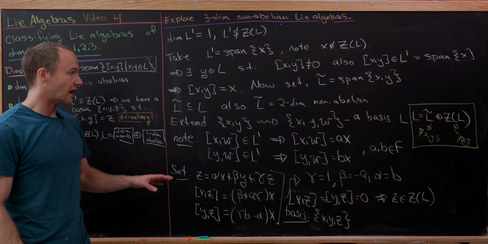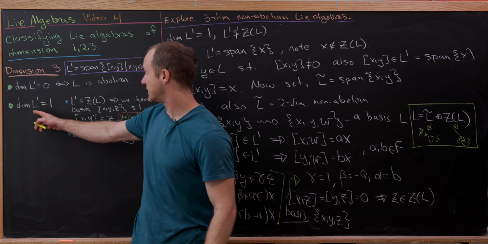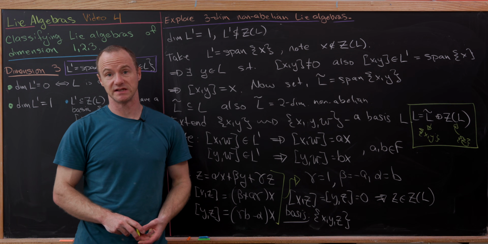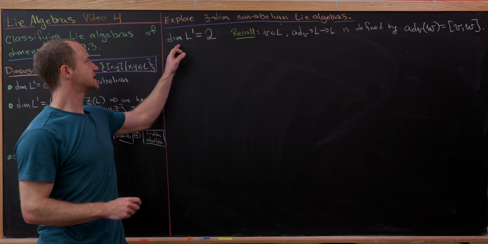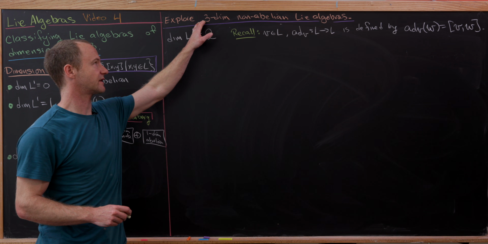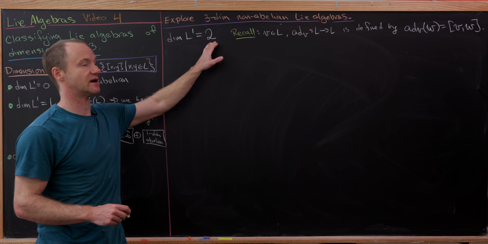Okay, so now we know what happens when the dimension of L prime is 1. Now let's look at the case when the dimension of L prime is 2. Moving on to the case where the derived subalgebra of our three-dimensional non-abelian Lie algebra is two-dimensional itself.